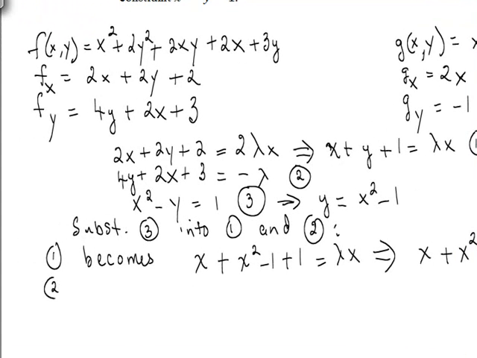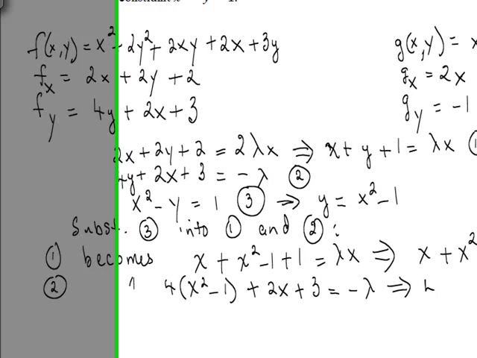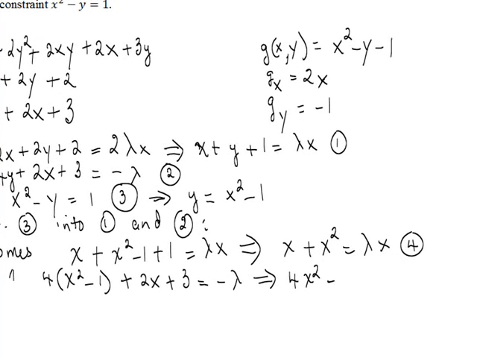2 becomes, do the same substitution. 4 times y, so that's 4 times x squared minus 1 plus 2x plus 3 equals minus lambda. Simplify the left side. 4x squared plus 2x minus 1 equals minus lambda. Call this 5. Okay.